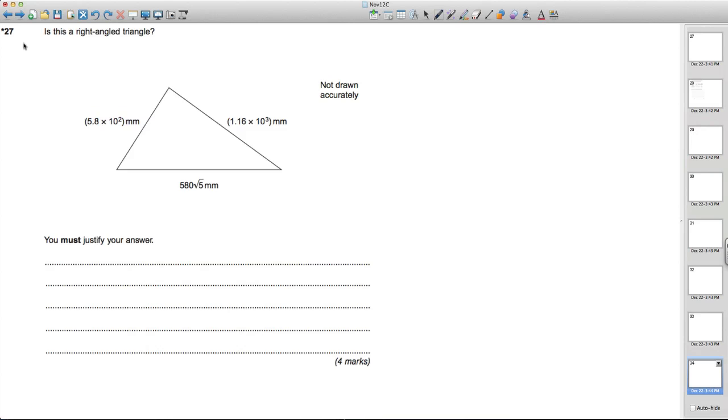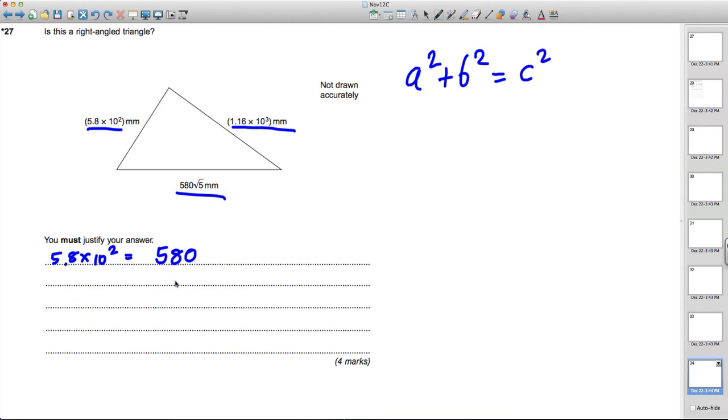Next question, is this a right angled triangle? For right angled triangles, you know that a squared plus b squared is equal to c squared. Let's check this. These two look like the shorter ones, this looks like the longer. Let's check they square up. Now this, 5.8 times 10 to the 2 in standard form, if you just type that in your calculator, it's 580. 1.16 times 10 to the 3, if you type that in your calculator, it's 1160. And so we're just checking.